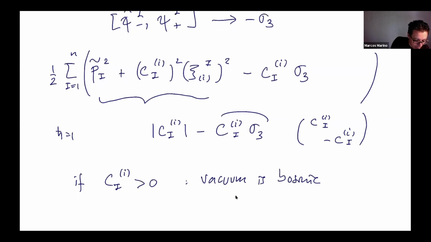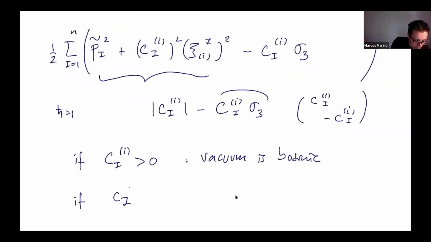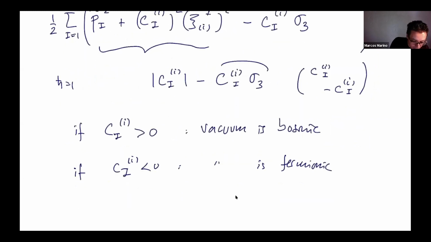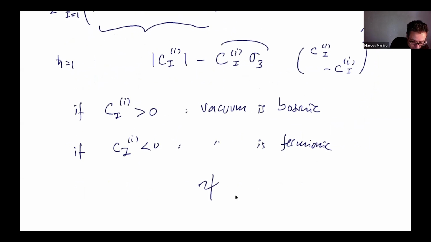And if c_i is negative, the vacuum is fermionic. And from the point of view of the structure, you will have to add the vacuum which is obtained by this orthogonalized operator with a minus sign acting on the vacuum zero. Okay, and this is for each i.